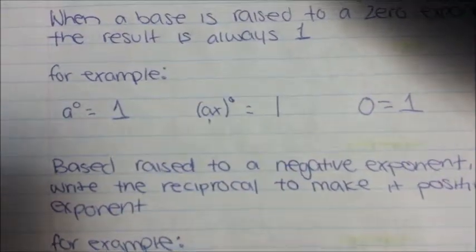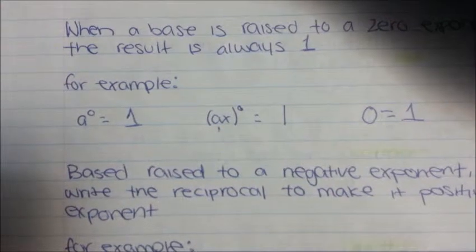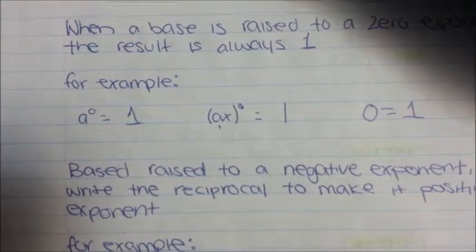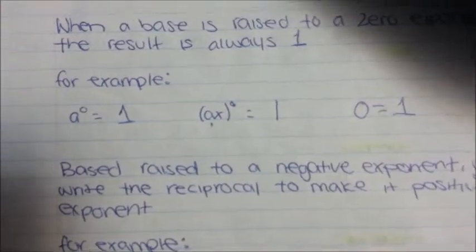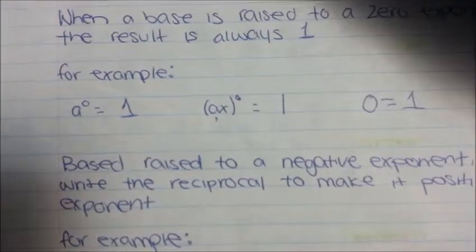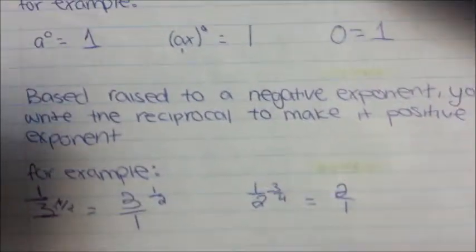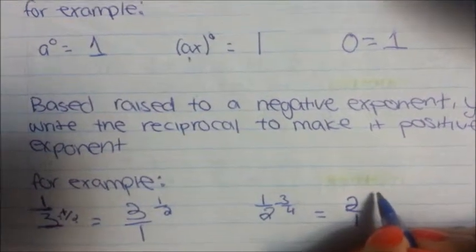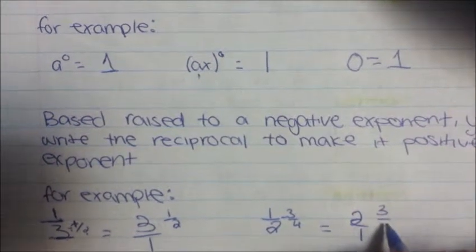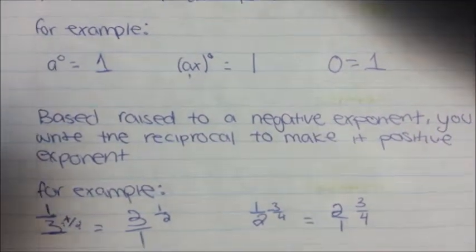Another example would be 1 over 2 to the power of negative 3 over 4. So for this, you would flip the 1 over 2 to 2 over 1, and change the negative 3 over 4 to a positive 3 over 4.